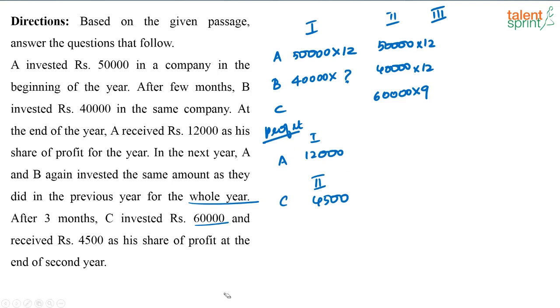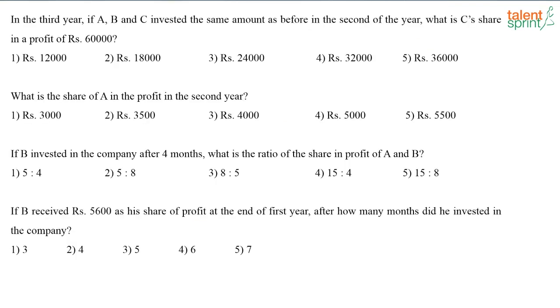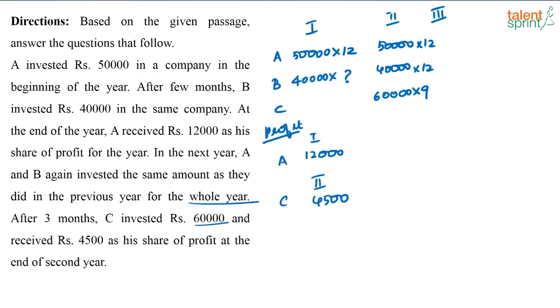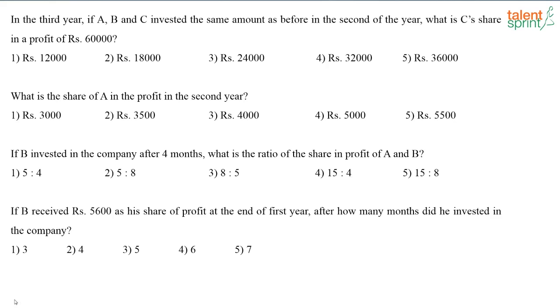Now let us look at the questions that follow. Next, in the third year, if A, B and C invested the same amount as before in the second year, what is C's share in the profit of 60,000 rupees? So they are saying that in the third year, A, B, C are investing the same amount as they did in the second year. So, in the third year, A will invest 50,000, B will invest 40,000 and C will invest 60,000 for the whole year, right? They are investing for the whole year because they have not specifically mentioned for how many months. They just say that in the third year, if A, B, C invested the same amount as before in the second year, what is C's share in the profit?